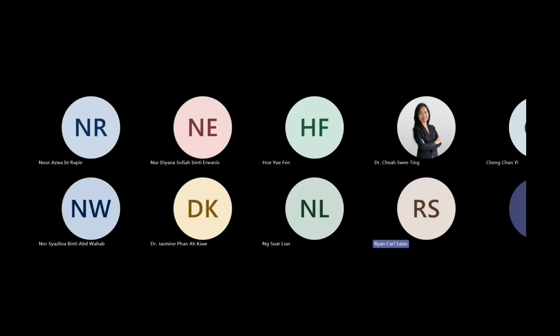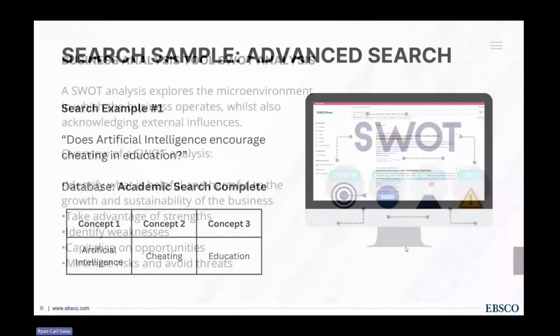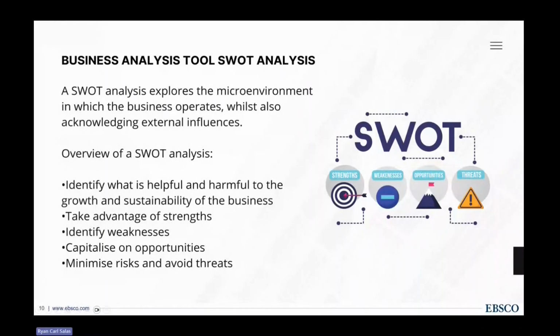And the next thing that I'm going to talk about is how you can use your EBSCOhost to retrieve SWOT analysis. So SWOT analysis explores the microenvironment in which the business operates whilst also acknowledging external influences. And SWOT analysis stands for S for strengths, W for weaknesses, O for opportunities, and then T for threats. And in here, we're going to identify what is helpful and harmful to the growth and sustainability of the business, take advantage of the strengths, identify weaknesses, capitalize on opportunities, and then minimize risk and avoid threats.